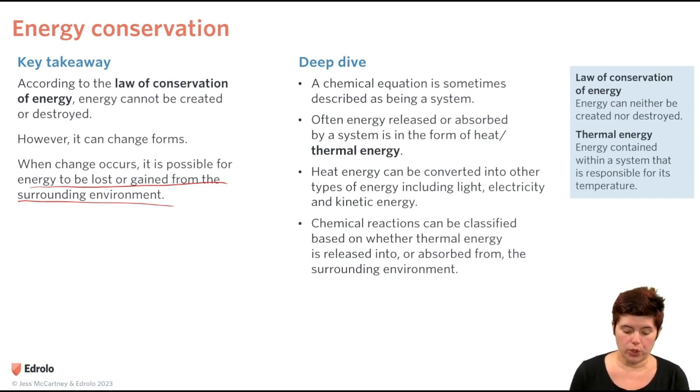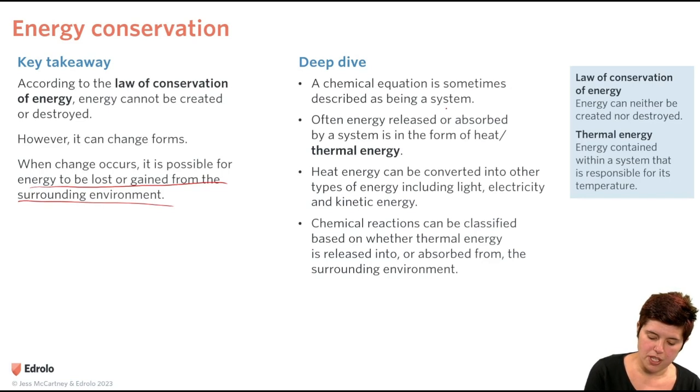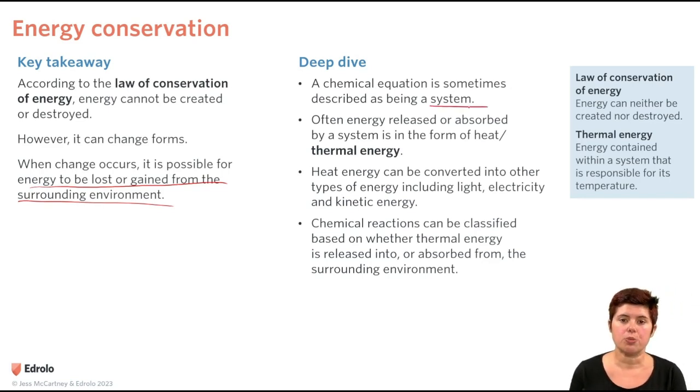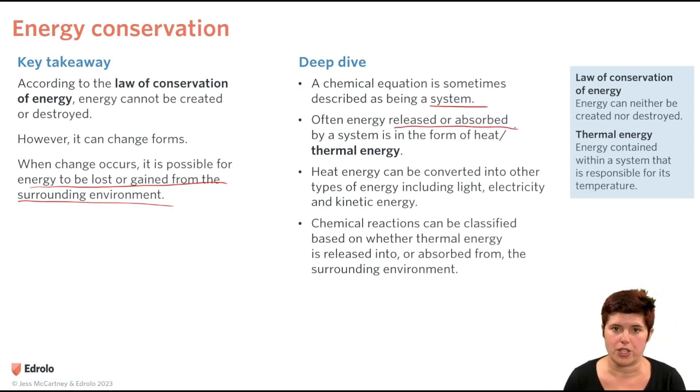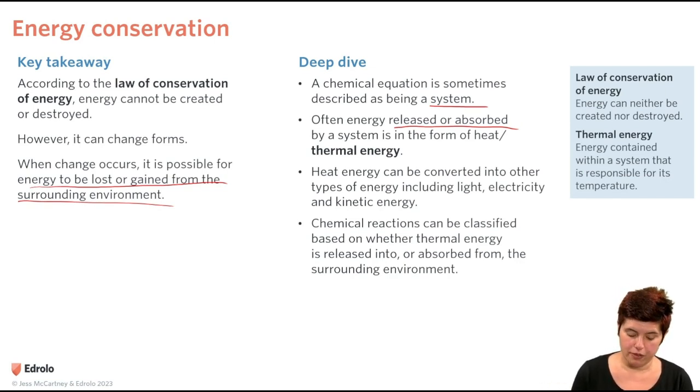A chemical equation is sometimes described as a system, and this description will occur more as you go through Year 12 chemistry. So the equation being a system. Often energy is released or absorbed depending on the reaction that is happening. This release or absorption of energy can be in the form of heat.